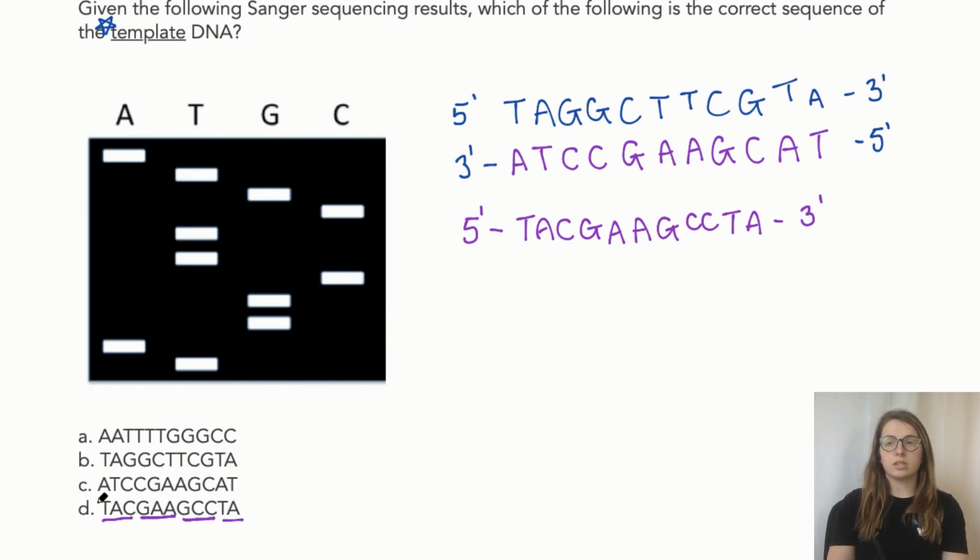Technically, answer choice C is also giving us the exact same sequence, just in the opposite direction, because this one would be the 3' to 5'. However, because the question isn't explicitly stating that it is looking for the 3' to 5' sequence, then you have to assume that it's giving it to you in the 5' to 3' sequence, leaving us with answer choice D.